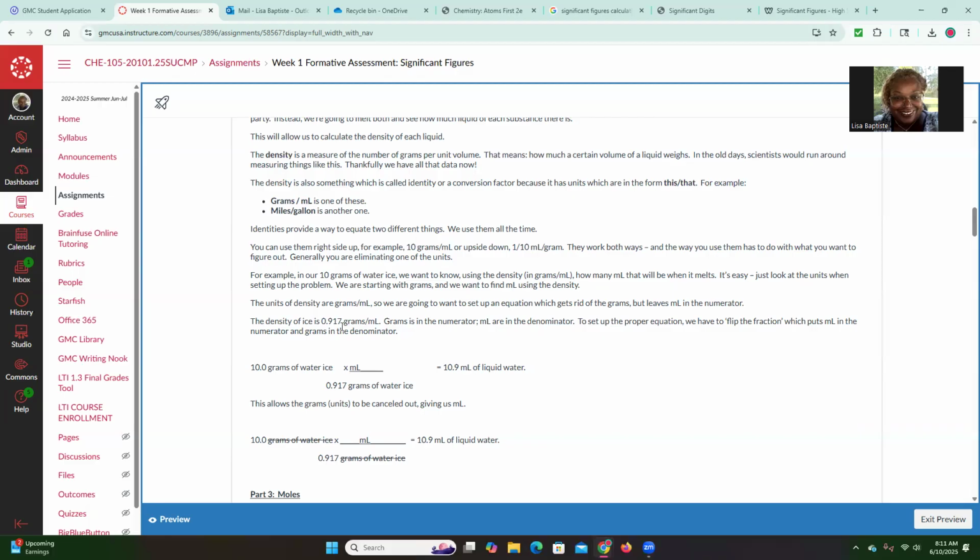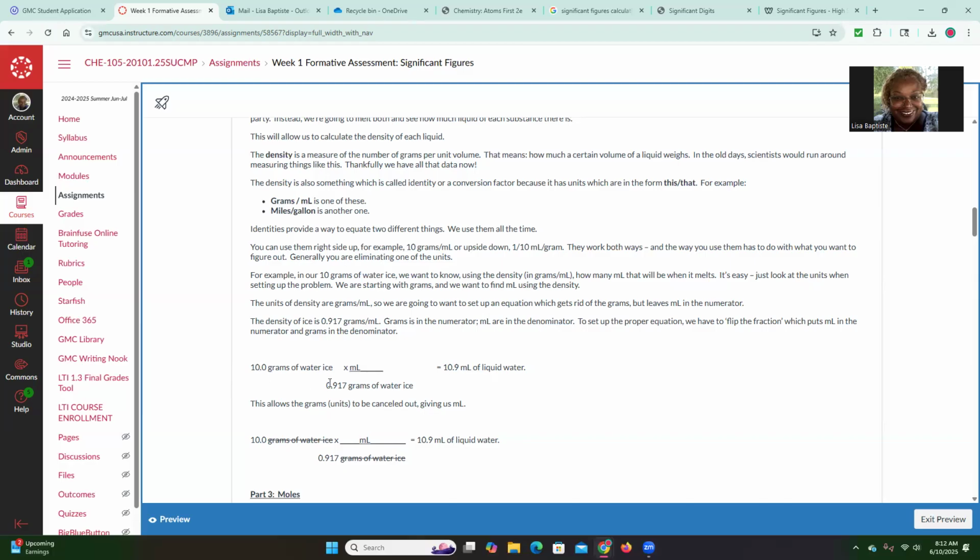And so if we look at this, we have 10.0 grams of water and ice times milliliters over 0.917 grams. The grams that we start with, we want to put the same unit on the bottom. So this is our conversion factor, grams to milliliters. Because we're starting with grams, we want grams to go to the bottom. If we were starting with milliliters, we would flip this conversion factor so that the milliliters would go on the bottom. Whatever's on the top, you multiply, and everything on the bottom, you divide.